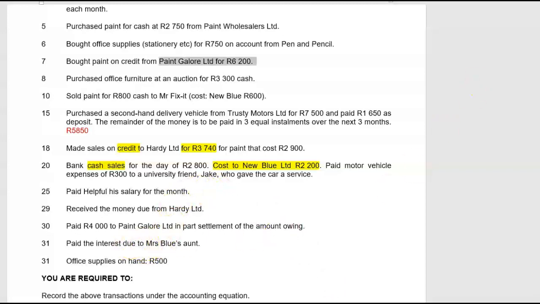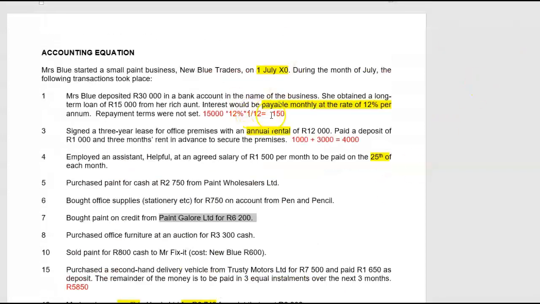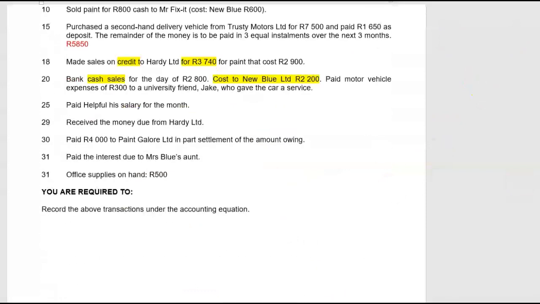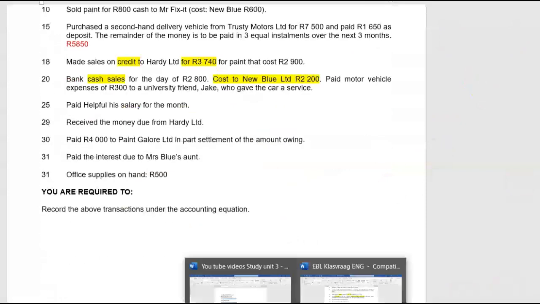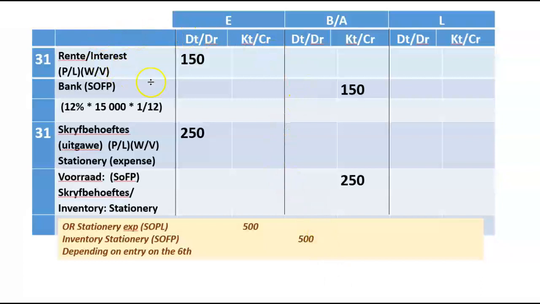Now we're going to pay Mrs. Blue's aunt the interest. We've already worked out the interest. It was 150 Rand that we have to pay her. So it is an expense account, interest, profit or loss against equity, a debit which is going to decrease equity 150 Rand, and then bank is going to be credited with 150 Rand.